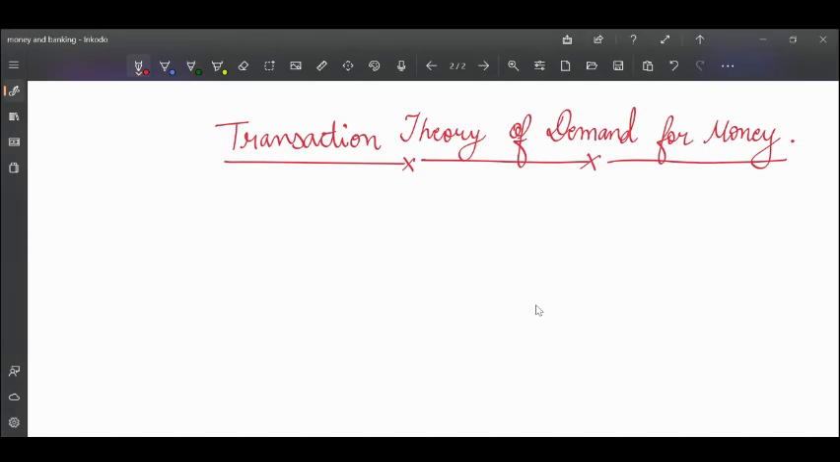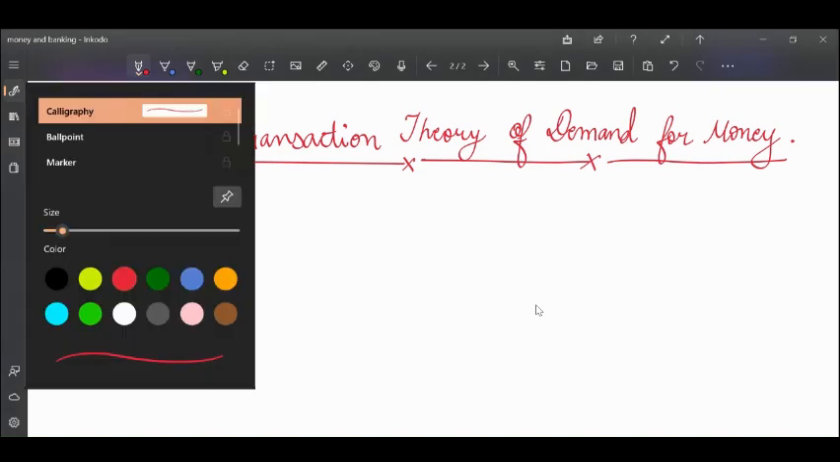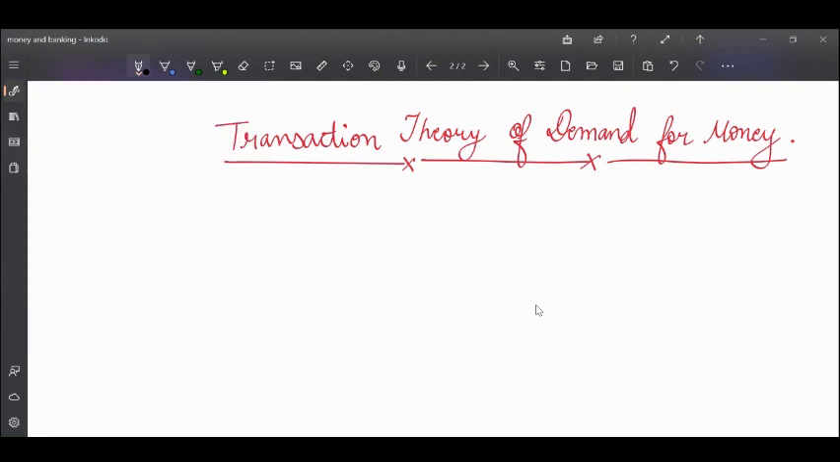Let's continue the series we have started, that's money and banking. Today we'll be taking up the first topic, the transaction theory of demand for money.